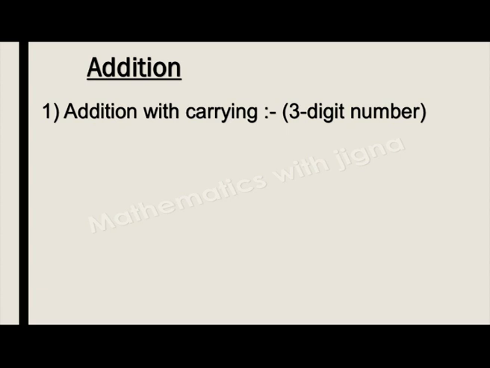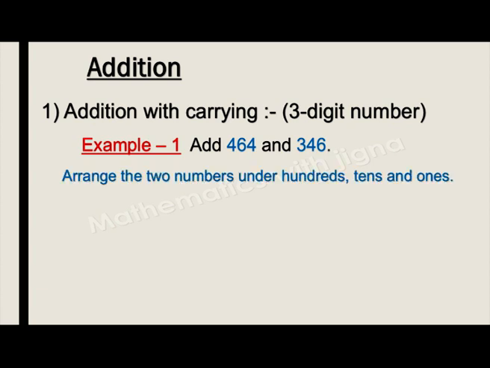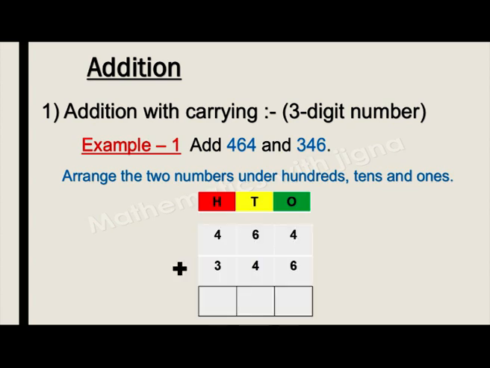Let's take one example. Add 464 and 346. First, arrange the two numbers under hundreds, tens and ones. We know that the first number of the addition is known as augend and the other number is known as addend. Now, let's start to solve this.